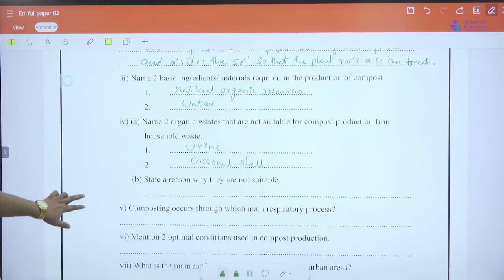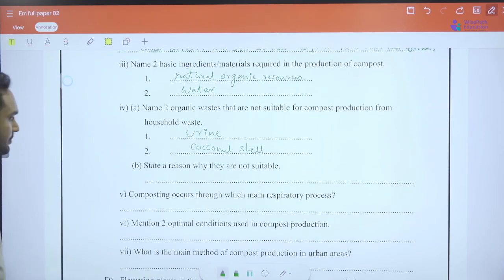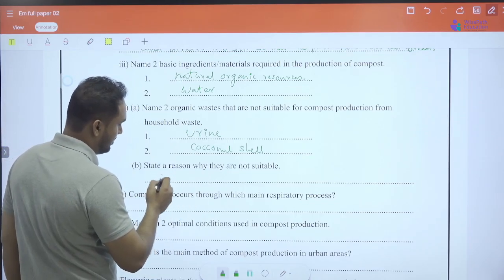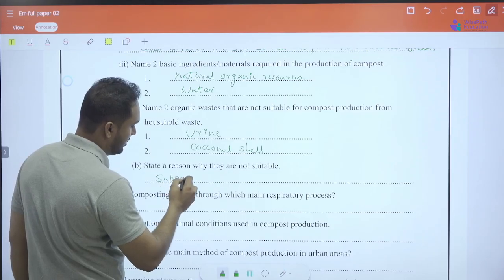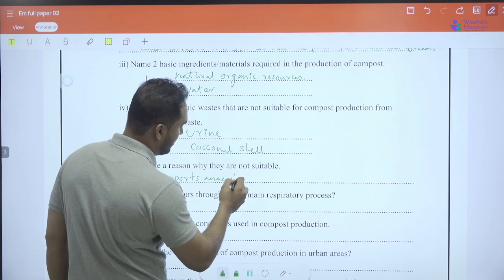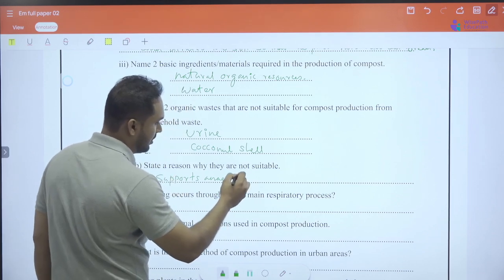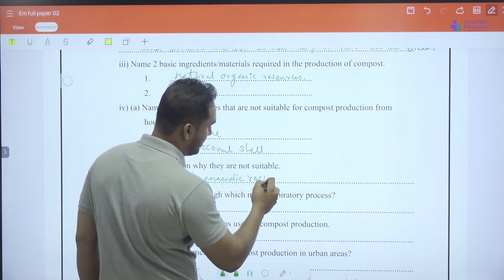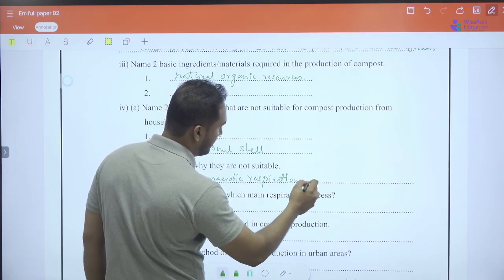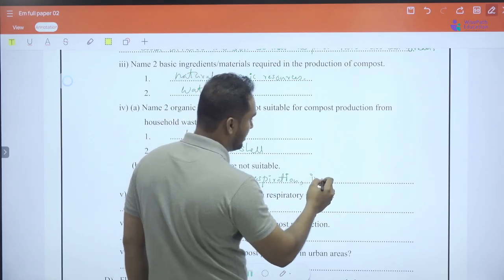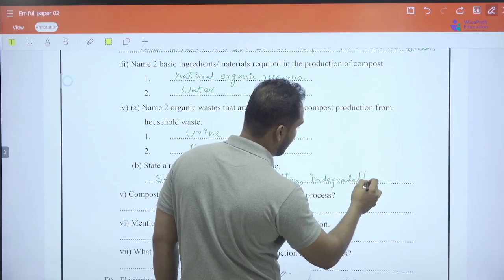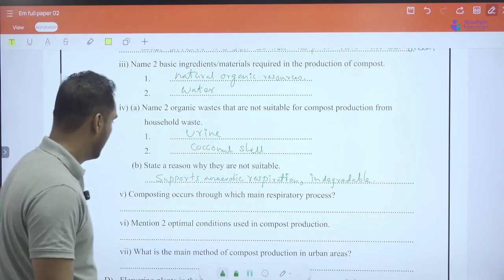State a reason why they are not suitable. Supports anaerobic respiration. The other thing is indegradable. Or hard to degrade, right?